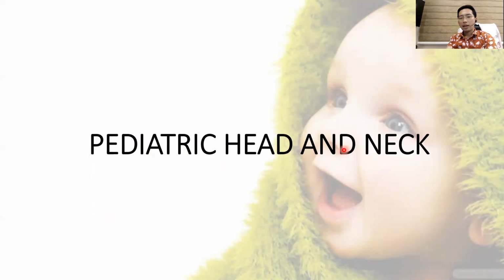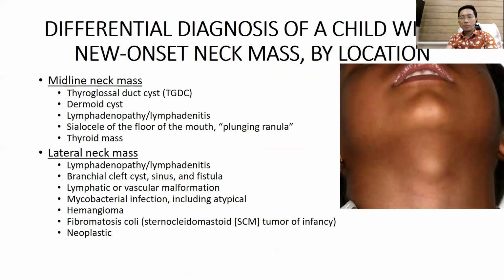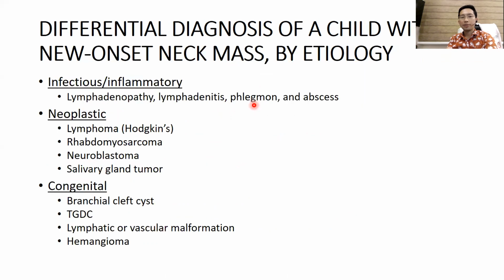For the pediatric head and neck, we differentiate the neck masses with new onset. It depends on location. First, for the midline neck masses, we have the thyroglossal duct cyst, the dermoid cyst, lymphadenopathy, lymphadenitis, sialosyl, sometimes a plunging ranula or diving ranula, and thyroid masses. For the lateral neck masses, the most common is actually lymphadenopathy and lymphadenitis. Let's go on later on.